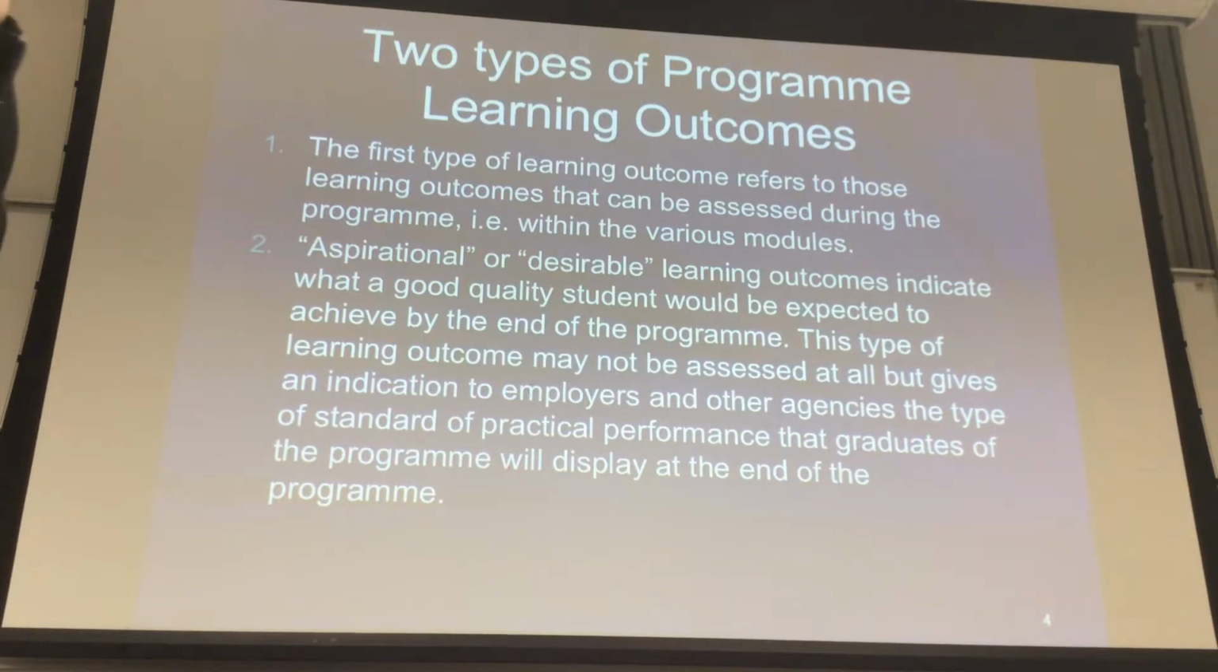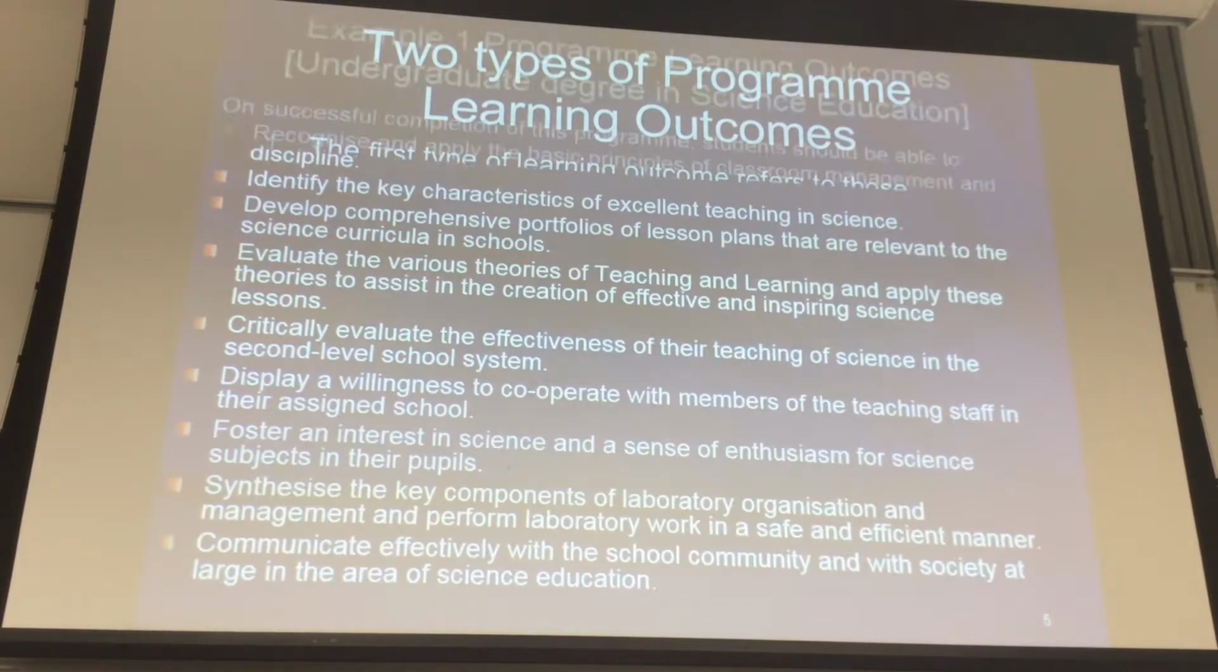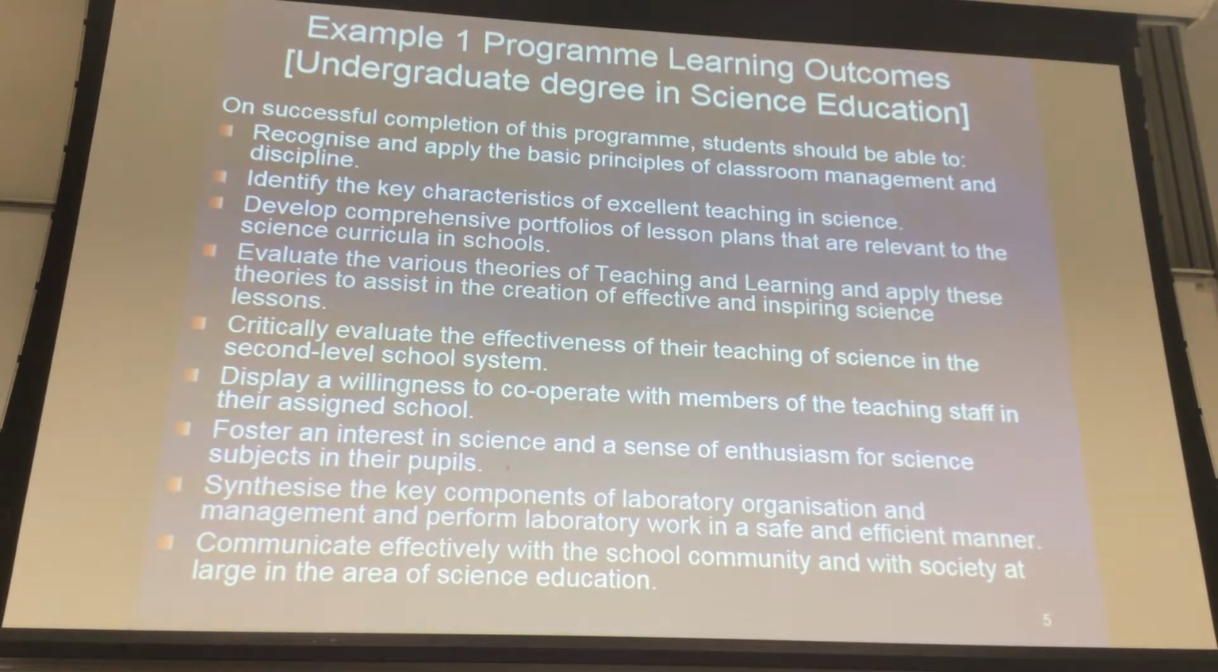Aspirational or desirable. Something you will hope that the students will achieve after they have left the program, or something that you cannot assess while they are on the program. I'll give you some examples of this in a moment. This is an undergraduate degree. Okay, now look at the program learning outcomes.